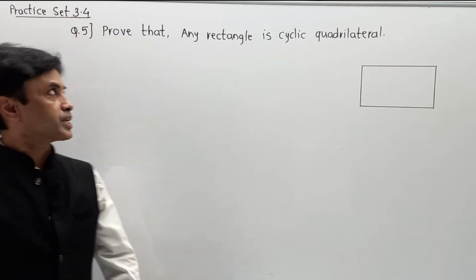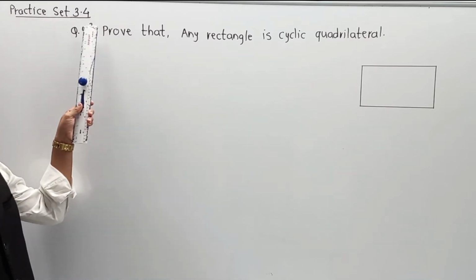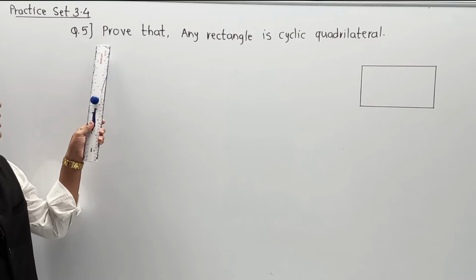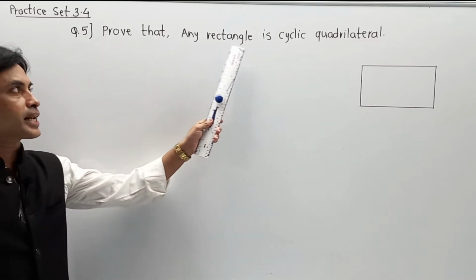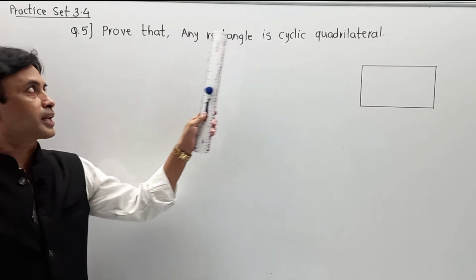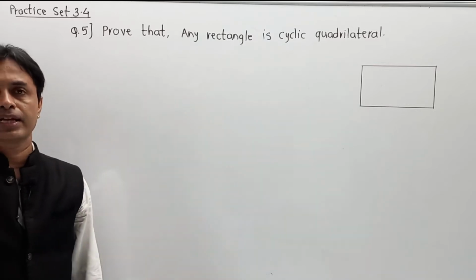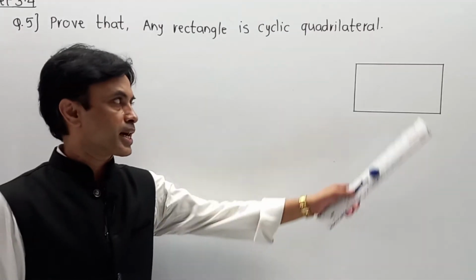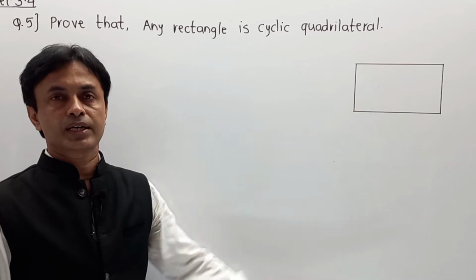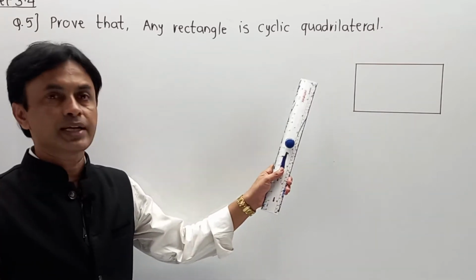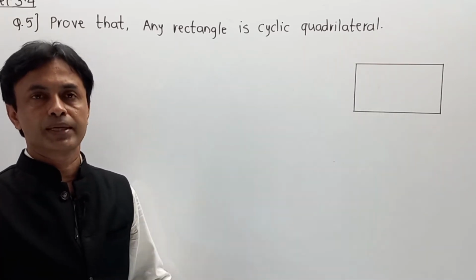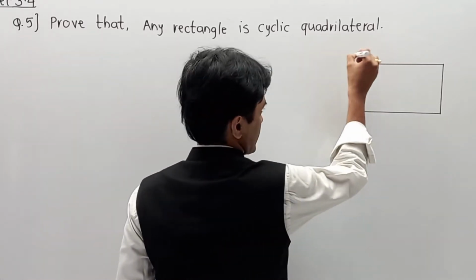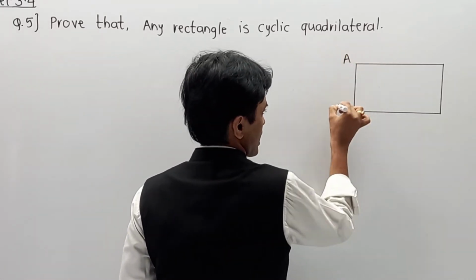Now our next question is practice set 3.4, question number 5, and the part is: prove that any rectangle is a cyclic quadrilateral. Any rectangle is a cyclic quadrilateral. In this case I have drawn a rough diagram of a rectangle so that we can discuss the nomenclature and complete the part. Let us call this rectangle ABCD.